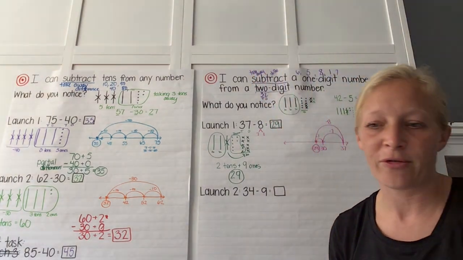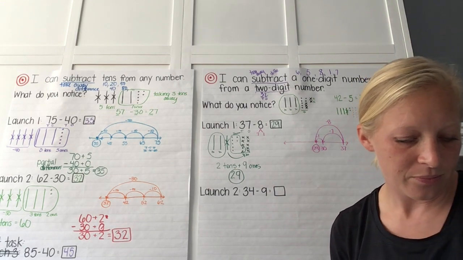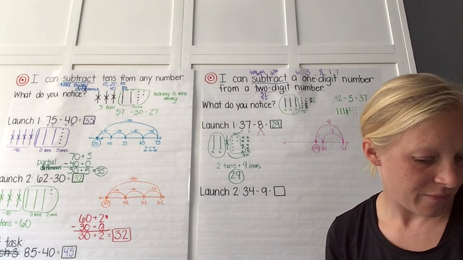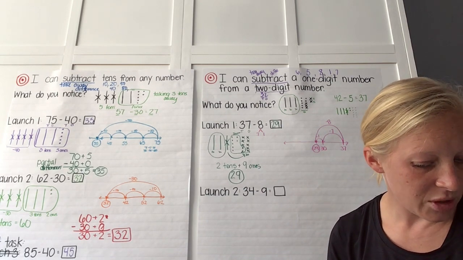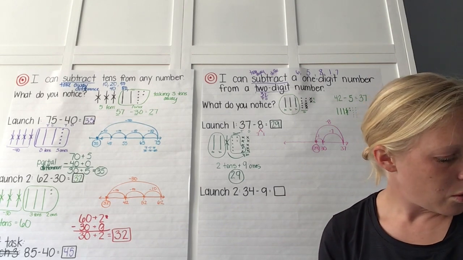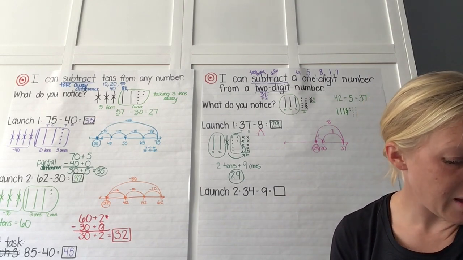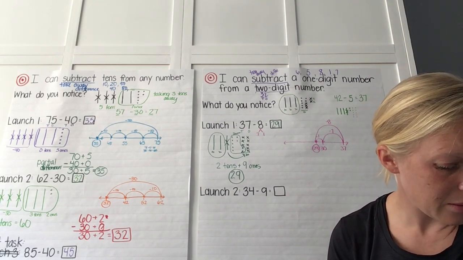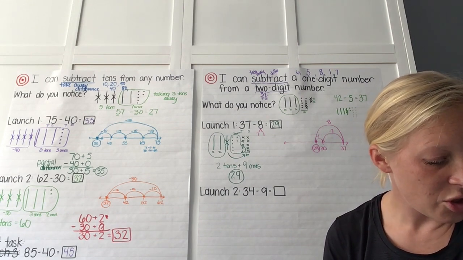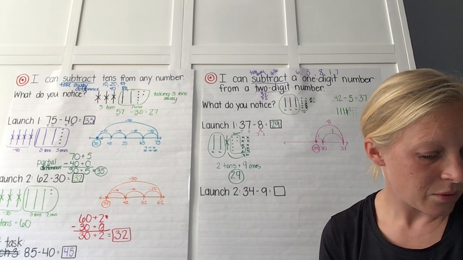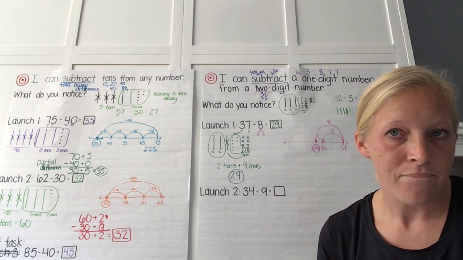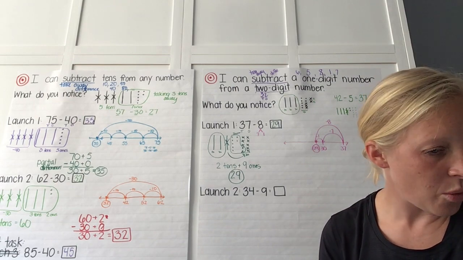What did you do first? And how did you show 34? Then what did you do? Why couldn't you just take that away? Why couldn't you just leave your 10s? Ooh, so what did you have to do next? Where is that 9 that you took away? And where's your unknown? What do you have left?